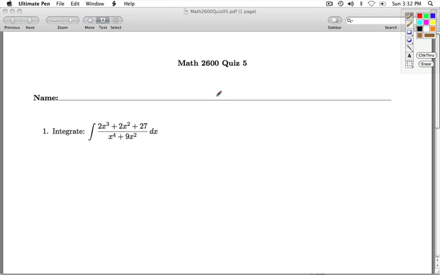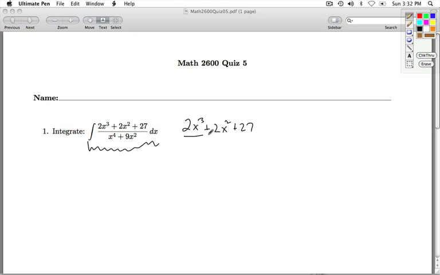Hi folks, this is Calc 2 Quiz 5. We're given an integral here, a rational function. And so anytime we have a rational function, the first thing we check, will long division do us any good? The degree of the denominator here is 4, the degree of the numerator is 3, so long division isn't going to accomplish anything. So the next thing we do then is check for partial fraction decomposition.